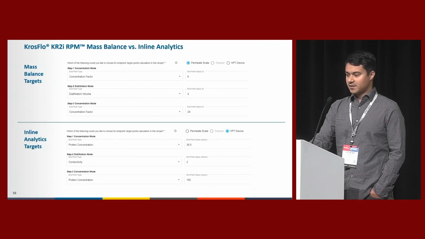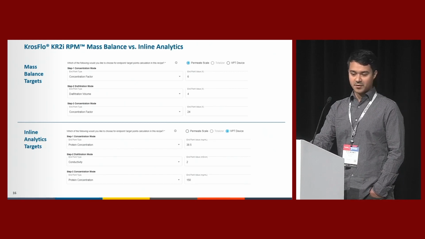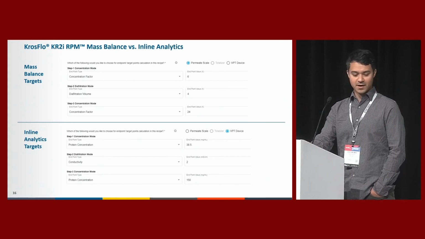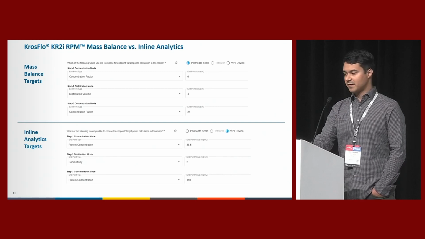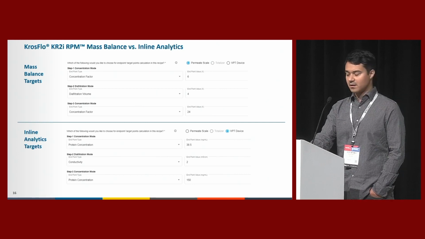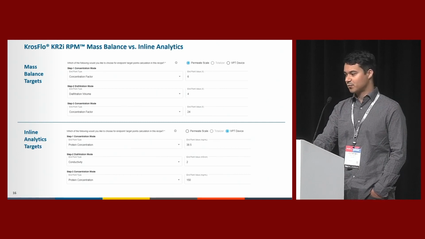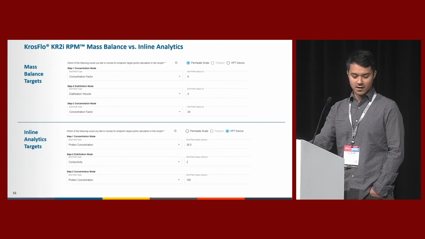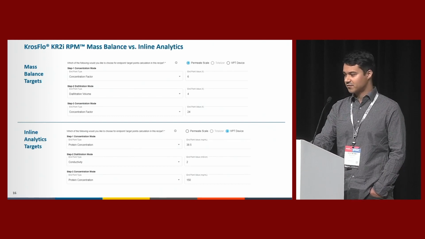So next, we wanted to get a comparison of how these new capabilities compare between using a more traditional method with a mass balance experiment. So we set up a process with a concentration factor, diavolume, and final concentration factor, and then compared that to a very similar run to what I just showed, but also looking at the conductivity also being measured in line during the diafiltration stage. So we had a target for what that conductivity would be after we performed that buffer exchange, and made that the set point as well for inline analytics throughout the entire process.